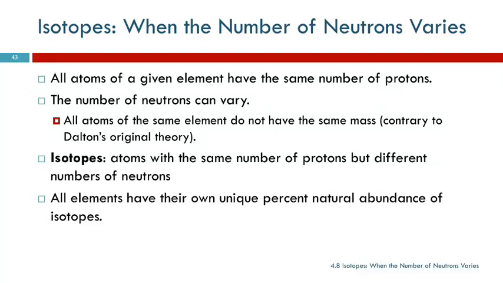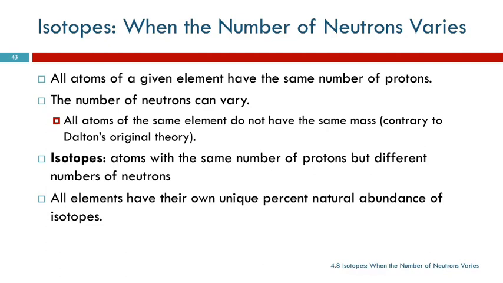So, isotopes. In Dalton's atomic theory, he originally said that all atoms of a given element were identical. They had the same mass. Well, we discovered later that that wasn't quite true. All atoms of the same element have the same number of protons and the same number of electrons as neutral atoms, but they can vary a little bit in their number of neutrons.